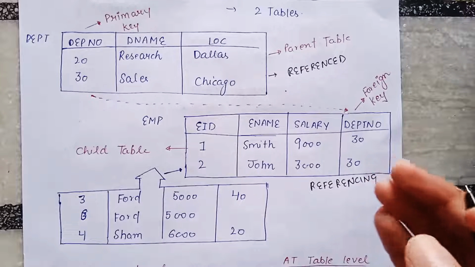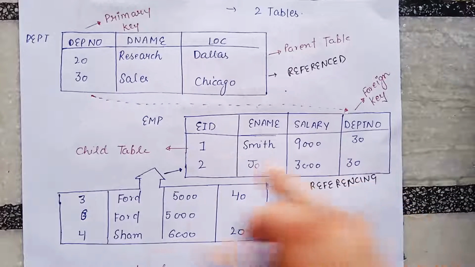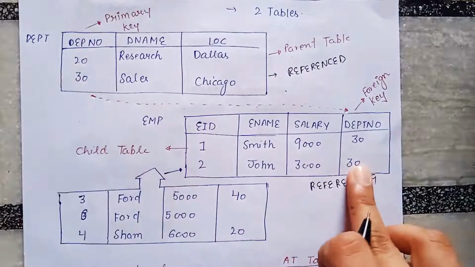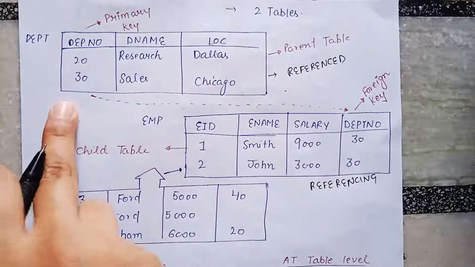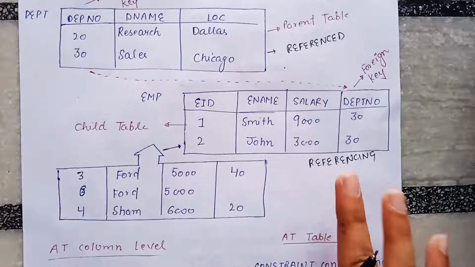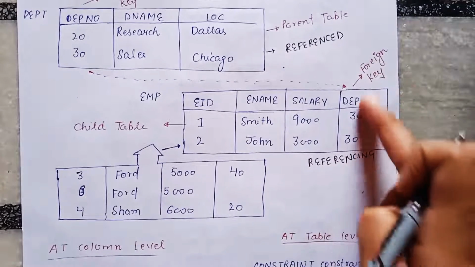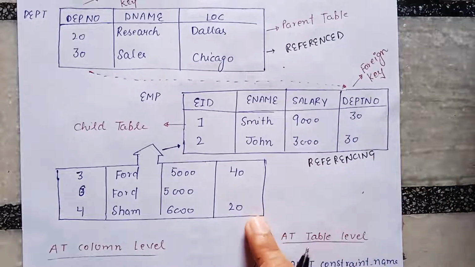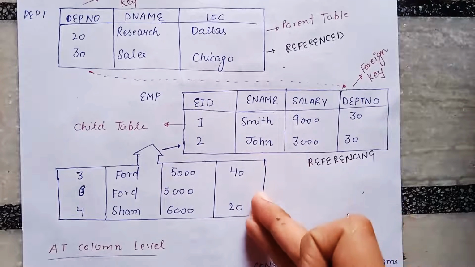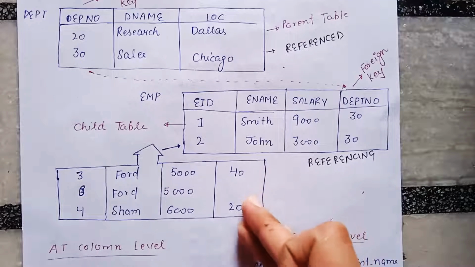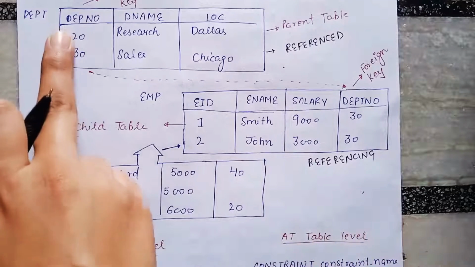So this is for referential integrity. This is the primary key in this table, and this is the foreign key because it is referencing this table. If we have applied a foreign key constraint on this column, it will restrict all the values entered in this table, which should be matched from these values.